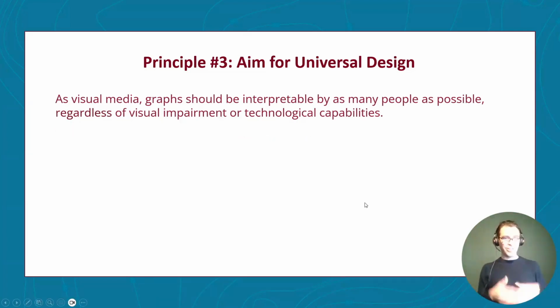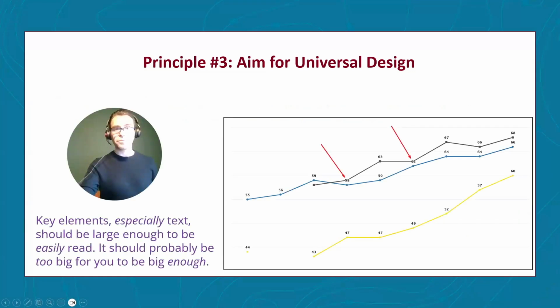In particular, UD would contend that as visual media, graphs need to be sensitive to those with visual impairments in particular, as well as those with less sophisticated viewing or printing technologies. For example, we should consider those with visual impairments when we are designing our graphs, such as those who would struggle to read small text or discern or separate small elements from each other.